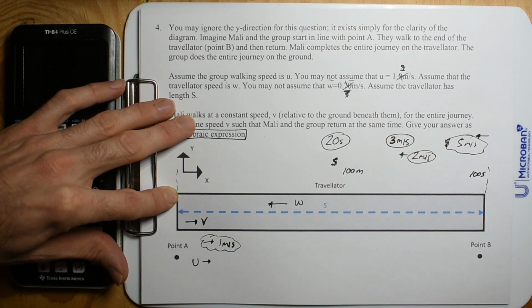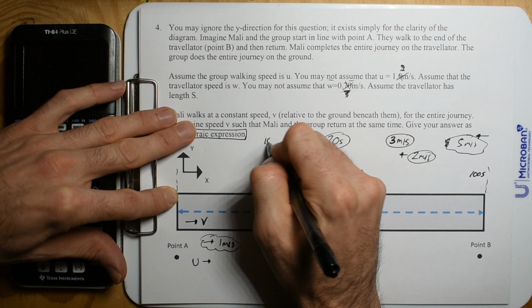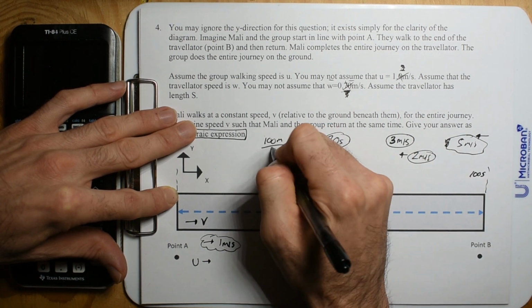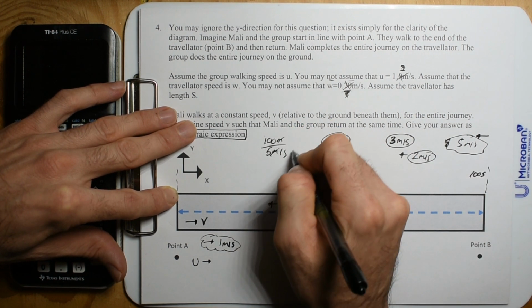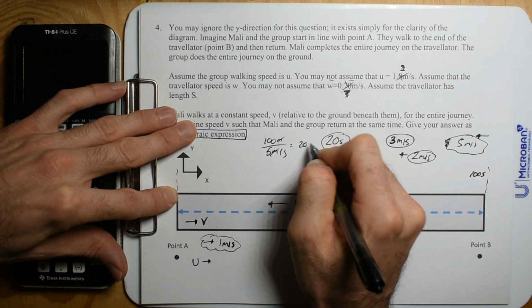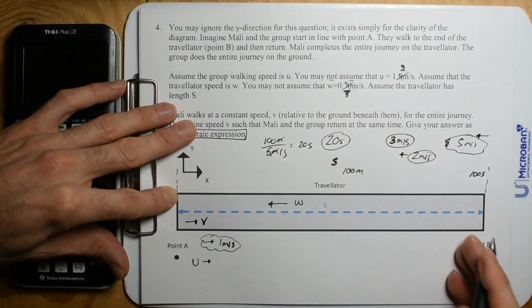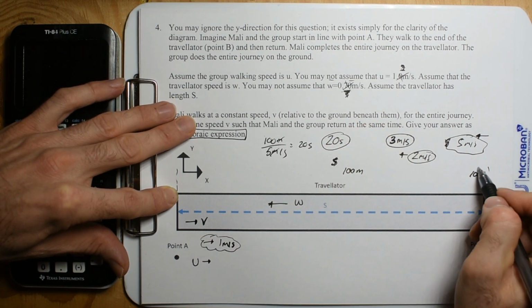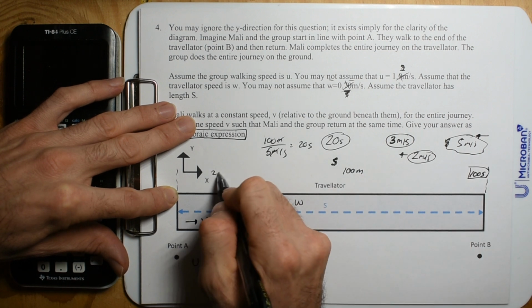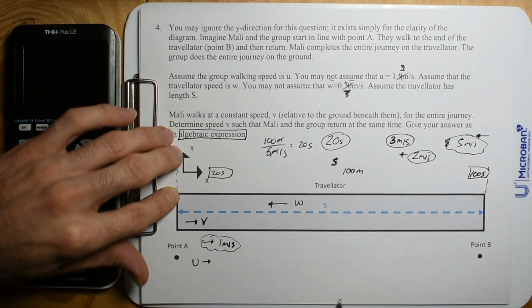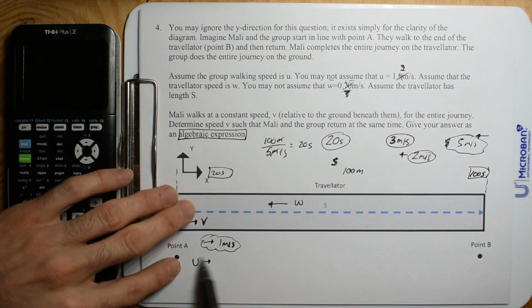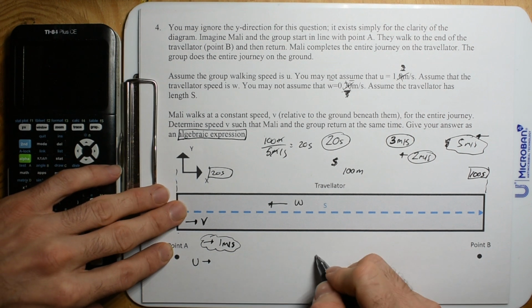So how did we get that? Well, you would take 100 meters divided by 5 meters per second. Your units cancel and you get 20 seconds. So Malachi takes 100 seconds to get down and 20 seconds to get back. Now the group has to get down and back. So the group has to travel 200 meters.